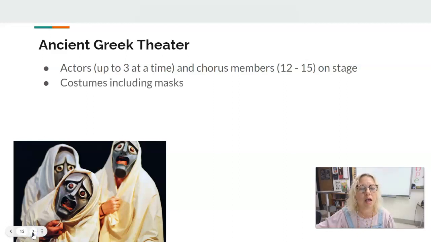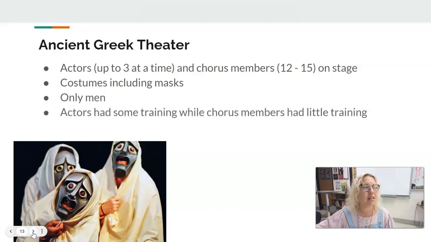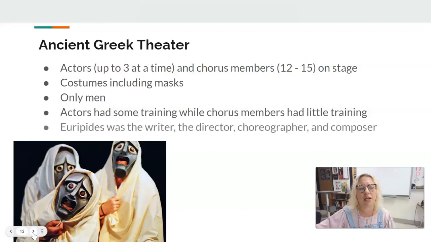And the costumes were pretty elaborate. Masks covered their whole heads, with exaggerated faces, probably so that people in the back could have some kind of understanding of the attitudes that the characters had. They were only men, so men would play women wearing these masks. They had a little bit of training, but not a whole lot. And then the chorus members had very little training at all. Euripides would have been not only the writer, he would have also been the director and the choreographer and composer.